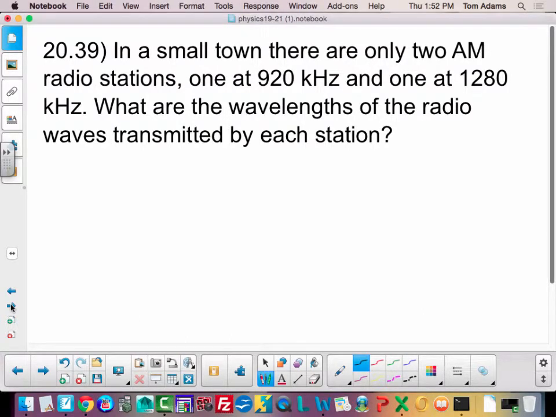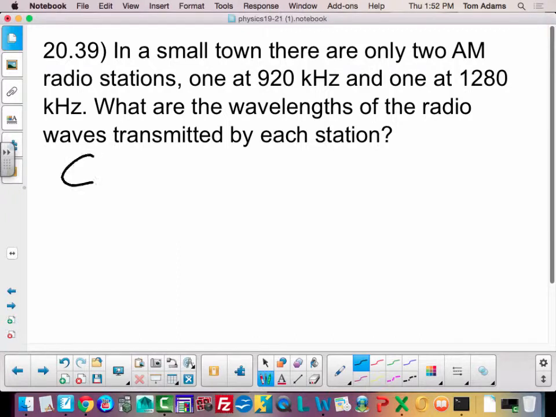For problem number 39, it says in a small town, there are only 2 AM radio stations, one at 900 kilohertz and one at 1280 kilohertz. What are the wavelengths of the radio waves transmitted at each station?